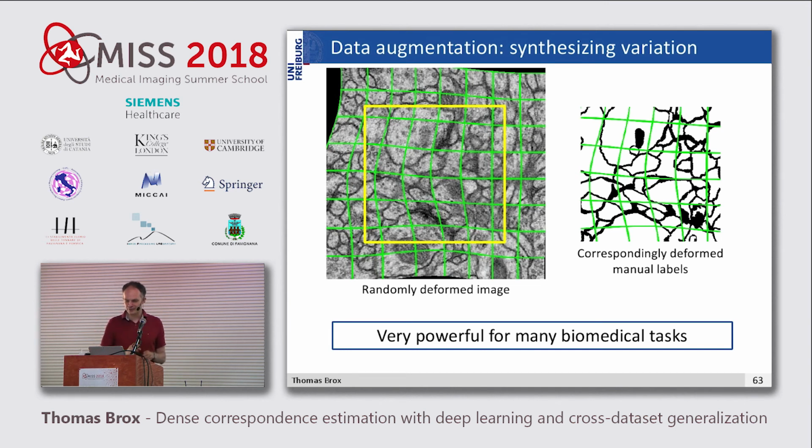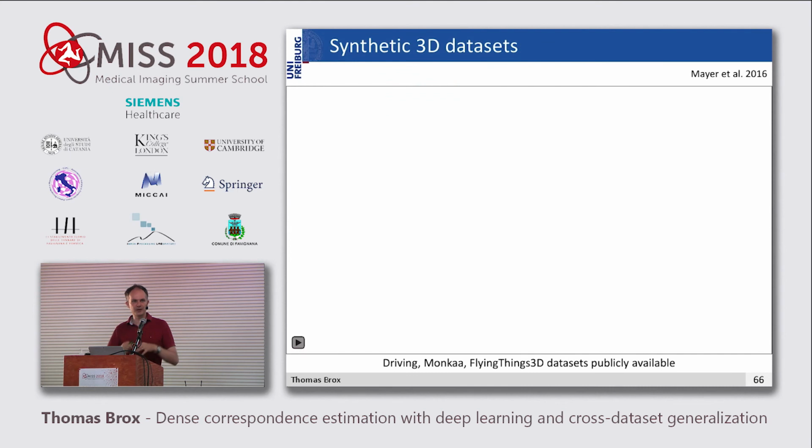Maybe I skipped this data generation process for Flying Chairs because I actually already mentioned it. What we also did is to use some synthetic 3D data set. So we really rendered 3D scenes. So this is one driving, where you actually have some objects, you have some scenes, and you can render the data and you can render the ground truth together with the data, and then you know the ground truth.